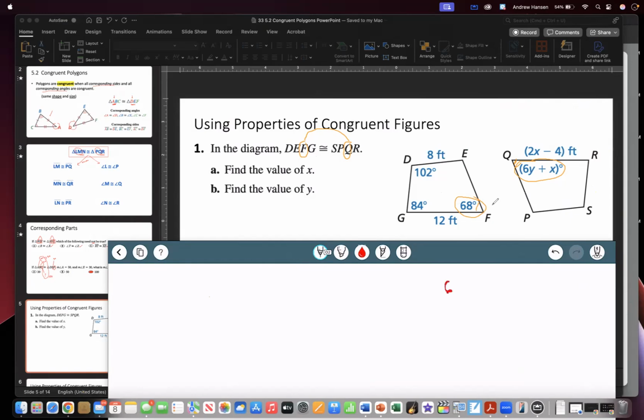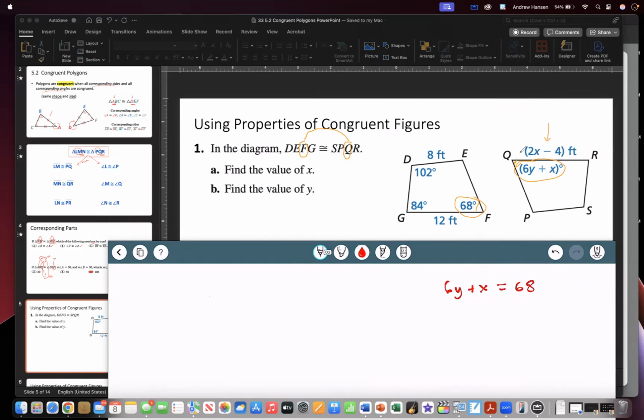So I know that 6y plus x would have to be equal to 68 degrees. But unfortunately, as you can see, we have two variables, y and x. So I can't really solve this for x because I would just have 68 minus 6y if I bring that over. So that's not really going to help me. So if I look at where else an x is, there's an x here as well.